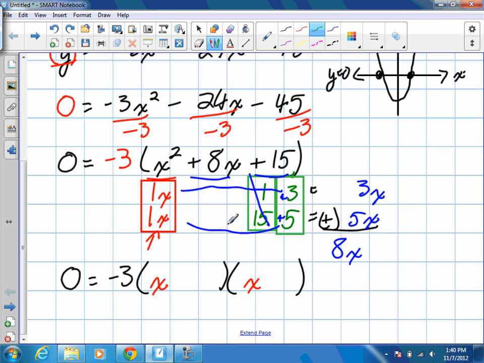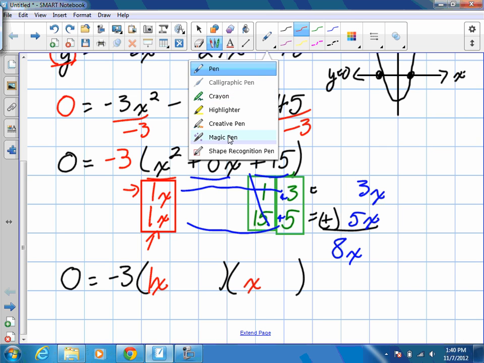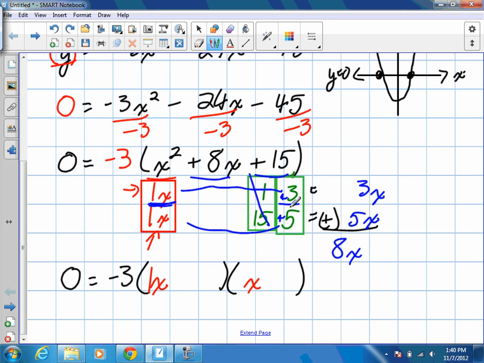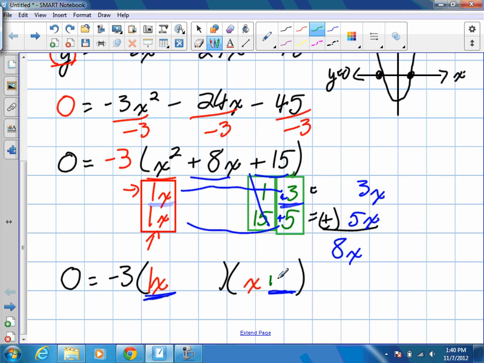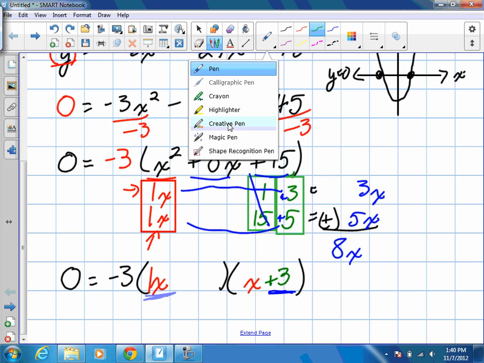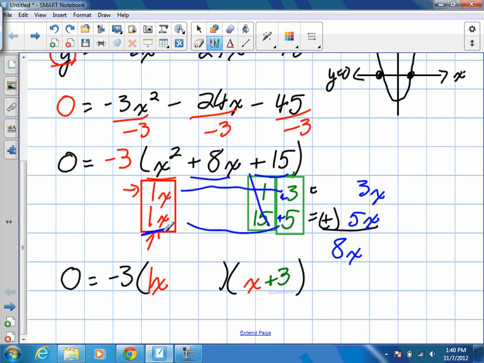Now, technically, let's say this was the 1x we put in this column here. Because we multiplied this 1x by this positive 3, they need to go in opposite columns. So we're going to put the positive 3 in this column. And then the same idea is with our 1x that we put in this column and the positive 5. Because we multiplied those two together, they have to go in opposite columns, so the positive 5 goes over here.